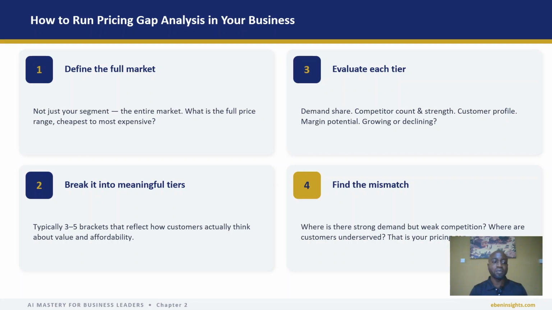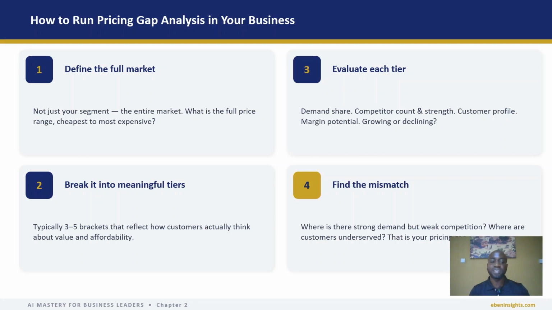Look at the full range of pricing options available in your industry. For example, in manufacturing, you can have everything from basic entry-level equipment to advanced industrial systems. In real estate, it could be from affordable housing to luxury apartments, while in finance, you can have free products to premium advisory services. For step 2, you should break this market into meaningful pricing tiers.